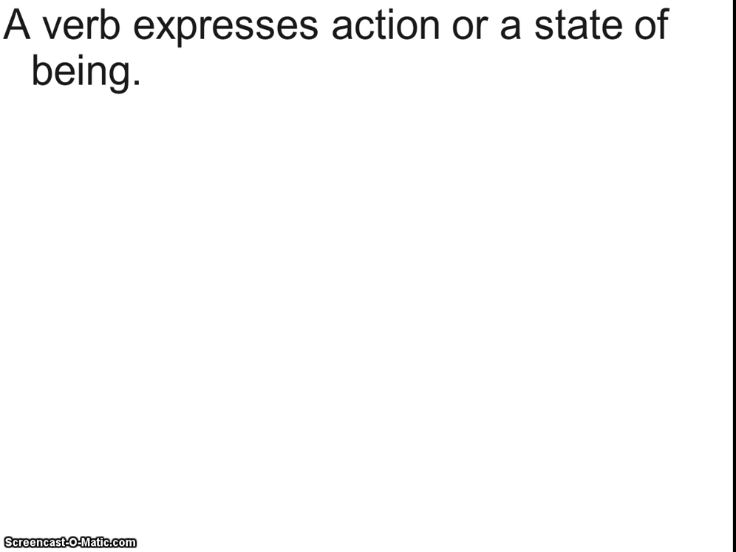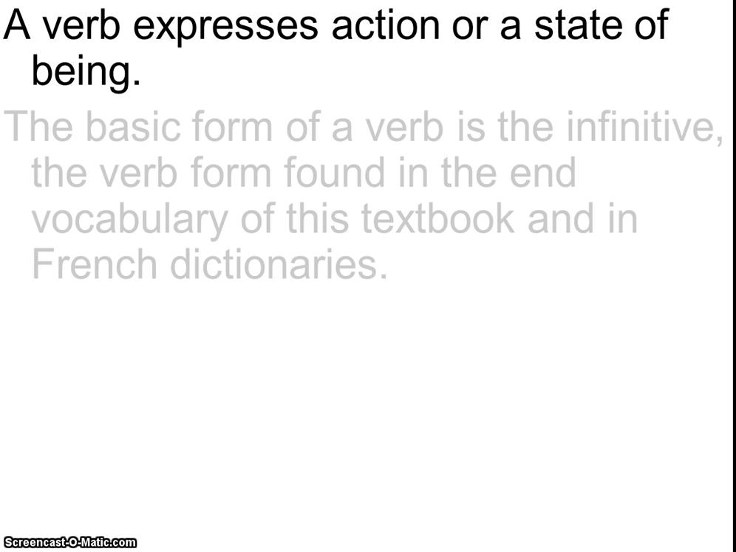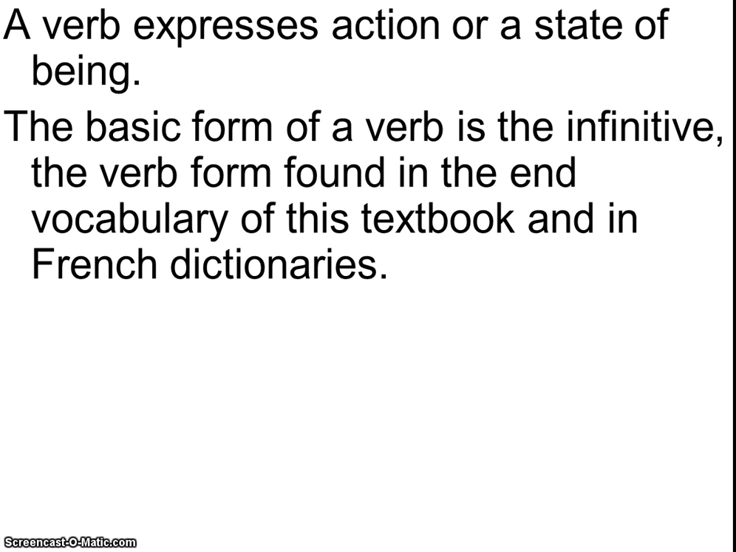It's really important that you understand that a verb expresses an action or a state of being. The basic form of the verb is the infinitive. Infinitive is usually when the verb is not conjugated. In English, you will refer to verbs that start with to, for example, to eat, to dance, to go. Those are infinitives because they don't have a subject. When I say to eat, to go, to dance, they don't have a subject, and they start with to.